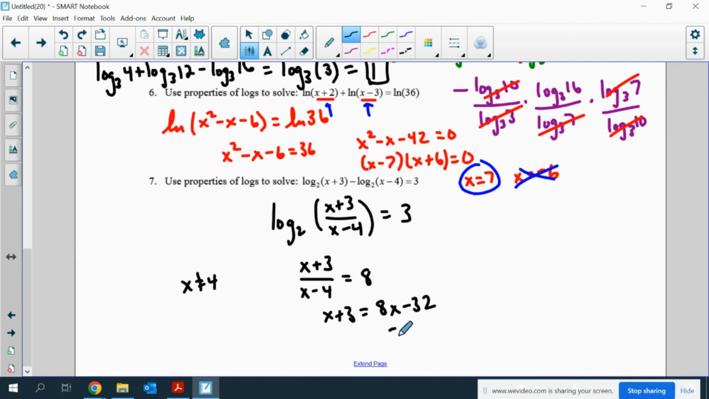So 7x equals 35. And 35 divided by 7 is 5. And I check that in my problem, and I realize that I am allowed to plug in 5 for both of these, so it ends up working out.